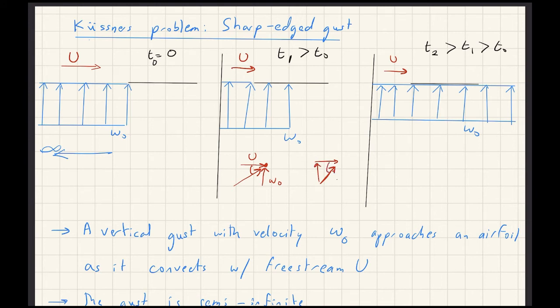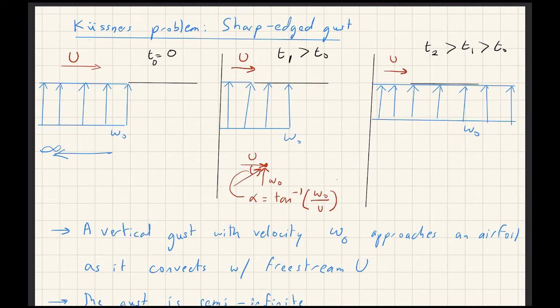This angle alpha is equal to the arctangent of w0 over U. So the effective angle of attack at a point inside the gust is this value, which is obviously non-zero. So you have an angle of attack here, but you have zero angle of attack here.